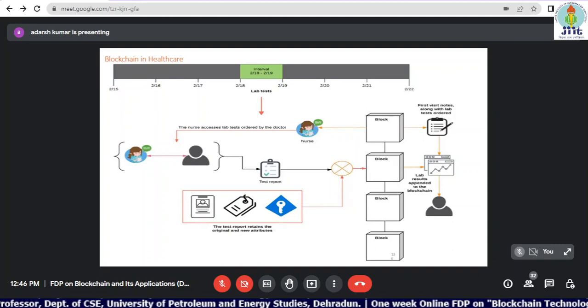What will be the next block? It will be named the lab test reports. So lab test blocks can be fetched, and they can be analyzed later as well. So we created the second block during the second timeline.